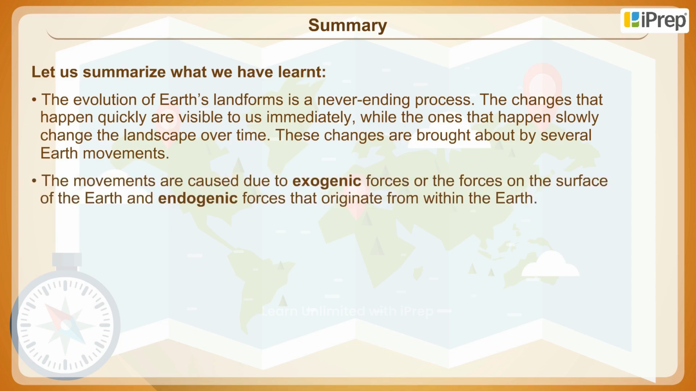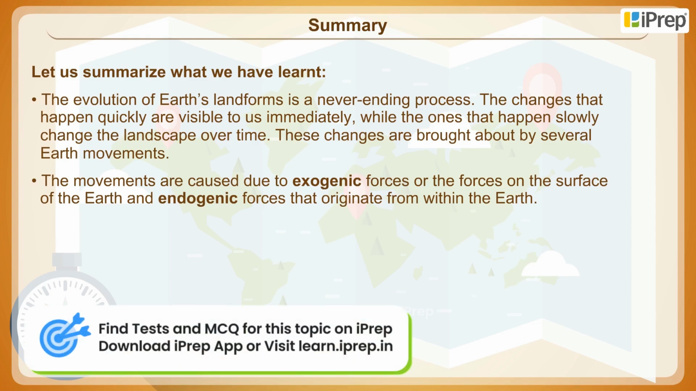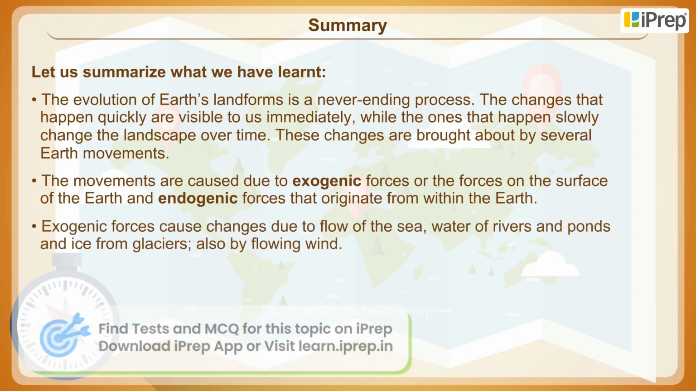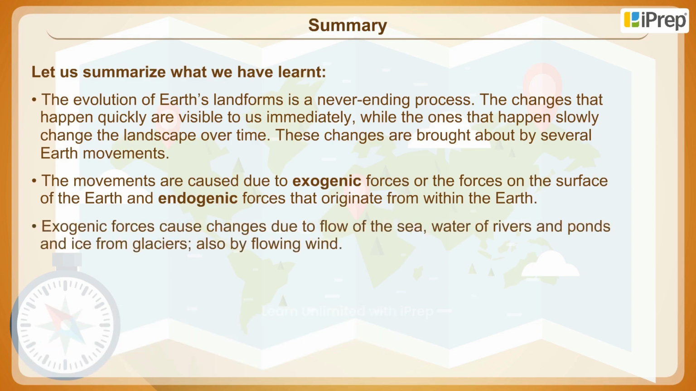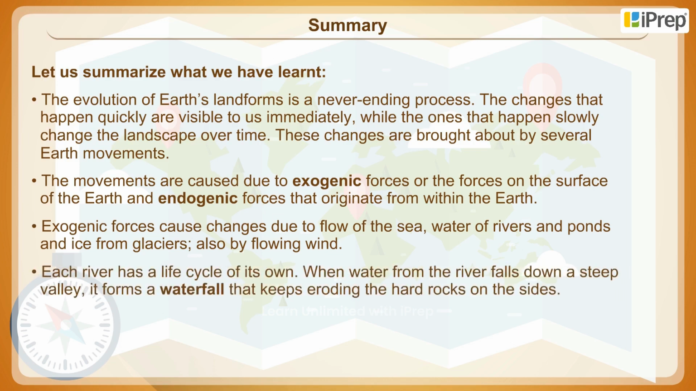The movements are caused due to exogenic forces, or the forces on the surface of the Earth, and endogenic forces that originate from within the Earth. Exogenic forces cause changes due to flow of the sea, water of rivers and ponds, and ice from glaciers, also by flowing wind. Each river has a life cycle of its own.